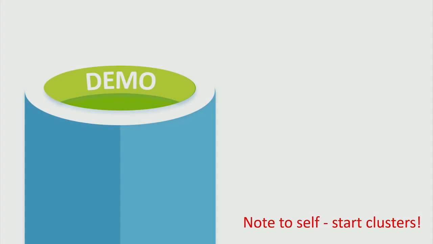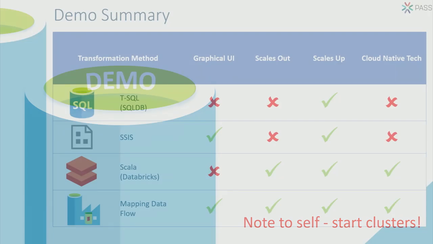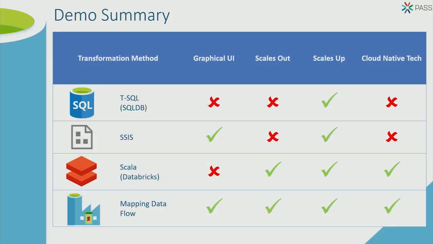Where's my clicker? So the point of that demo was very much this, that with our T-SQL, I've labored this point, we need to consider where we're scaling. And we say here that with that SQL DB, we are scaling up. And with our SSIS, we're scaling up. But the point as well is, what's easy? Do we get that graphical interface to actually build our transforms?